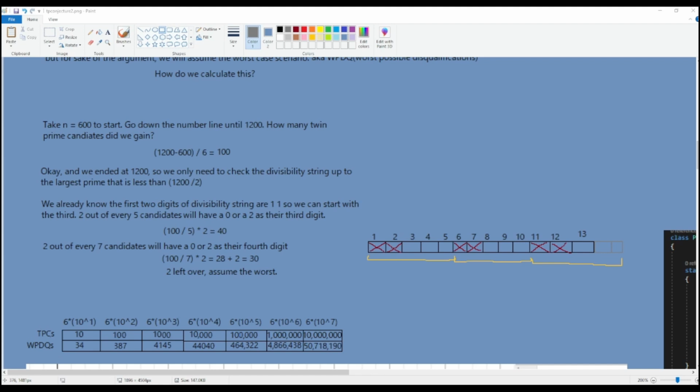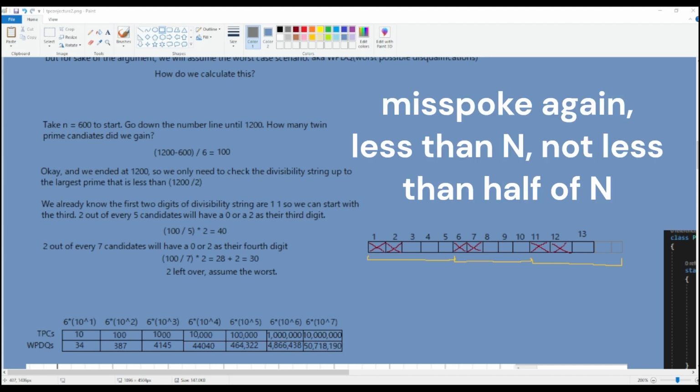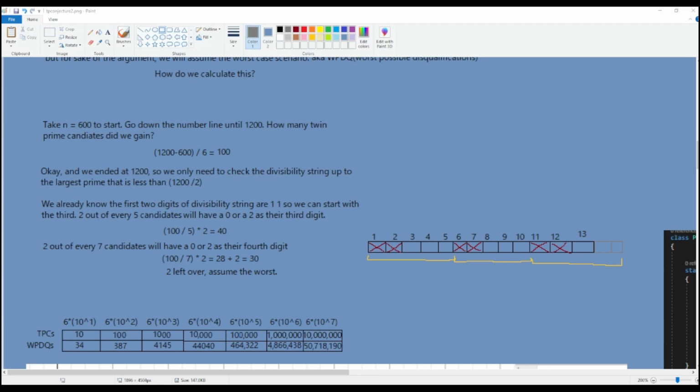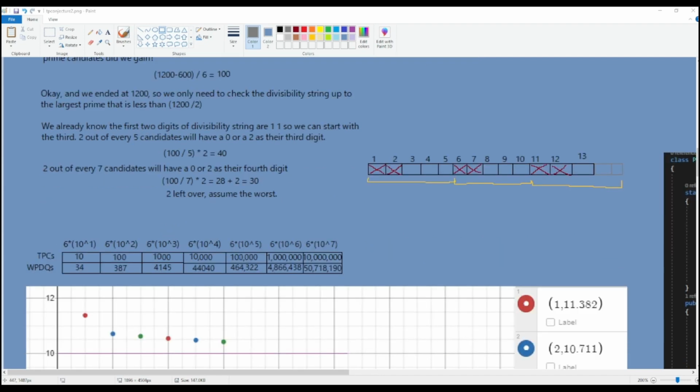And what we're going to do is keep doing this until we reach the prime that is less than half of n. And we're going to add these all together, right? So 40 plus 30 equals 70, and then we'll keep adding it. And we'll get a total number which will be the worst possible case of disqualifications.